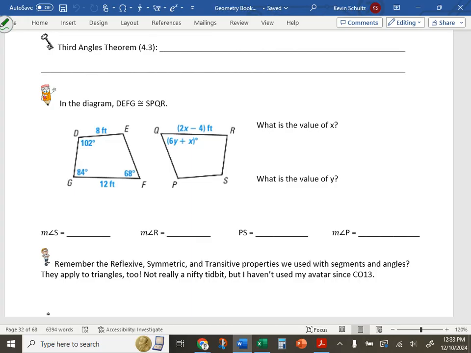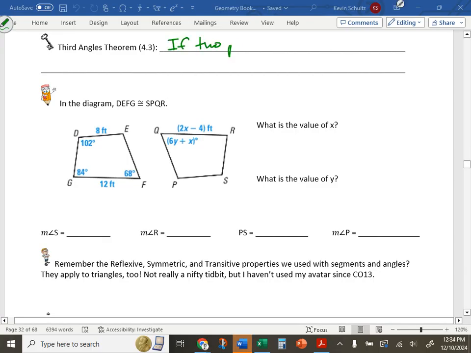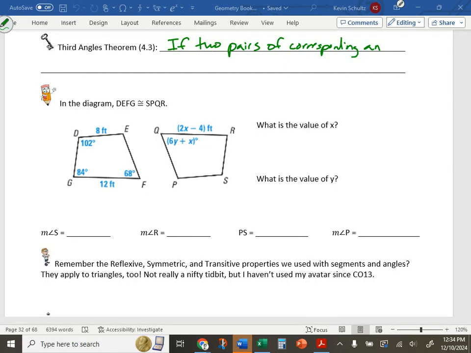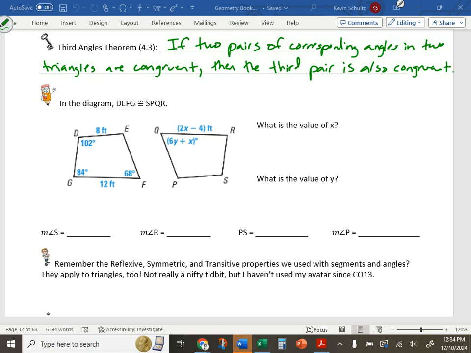The third angles theorem. If 2 pairs of corresponding angles in 2 triangles are congruent, then the third pair is also congruent. We're using the word corresponding a little differently than with parallel lines. The reason they're called corresponding angles with lines is because they're in the same location, which is kind of the same thing we're doing here, but now we're shifting from lines to triangles.